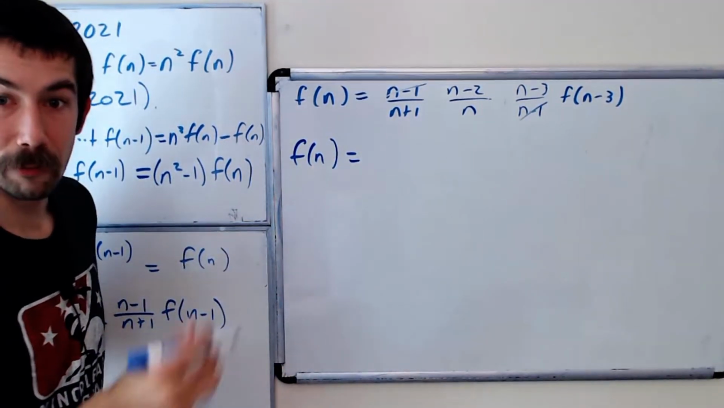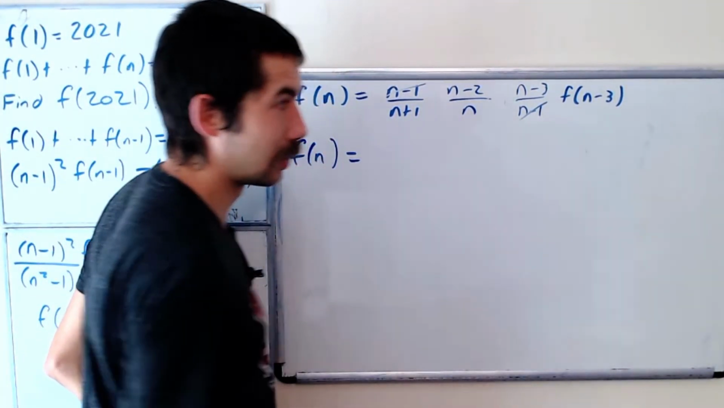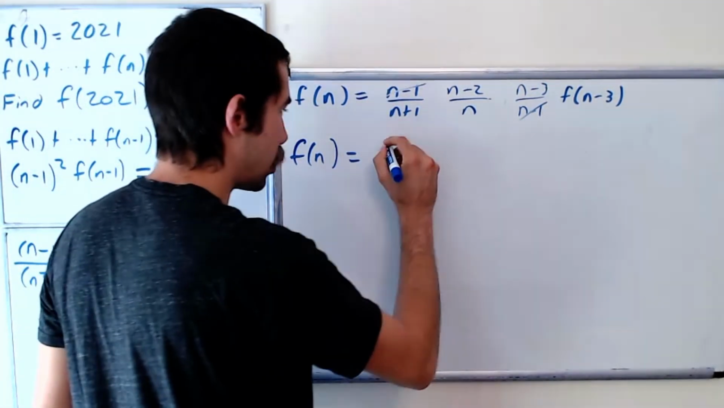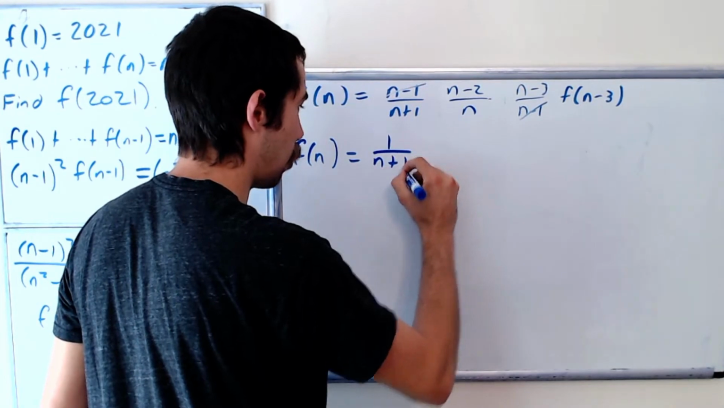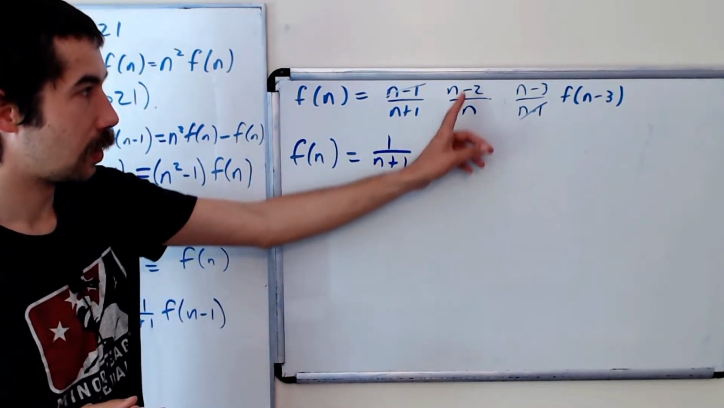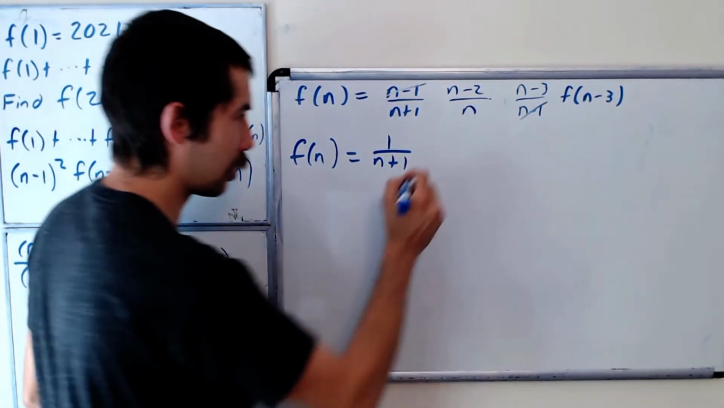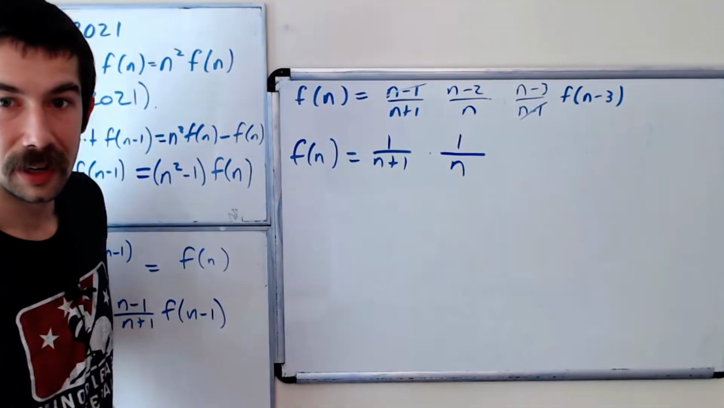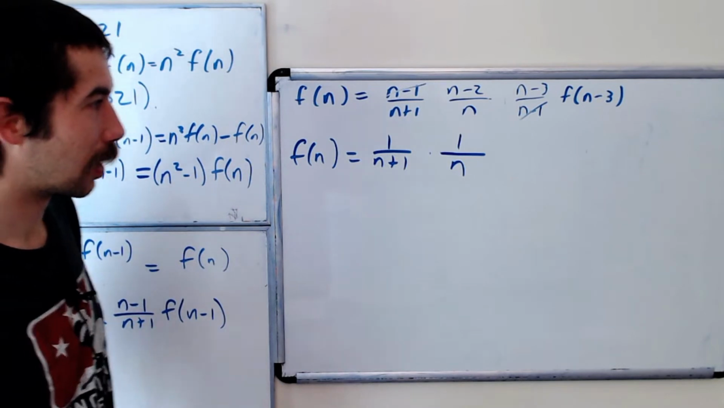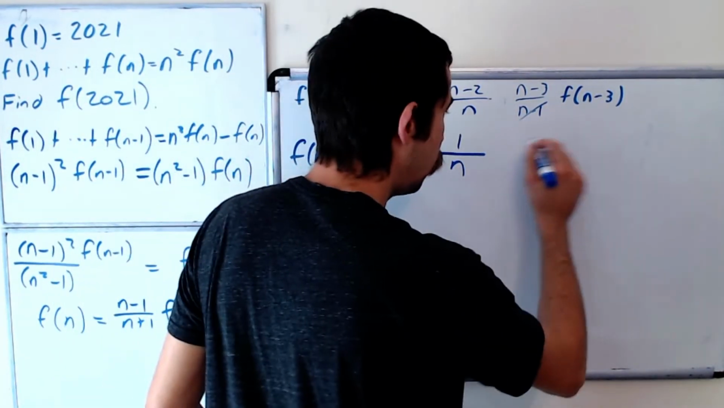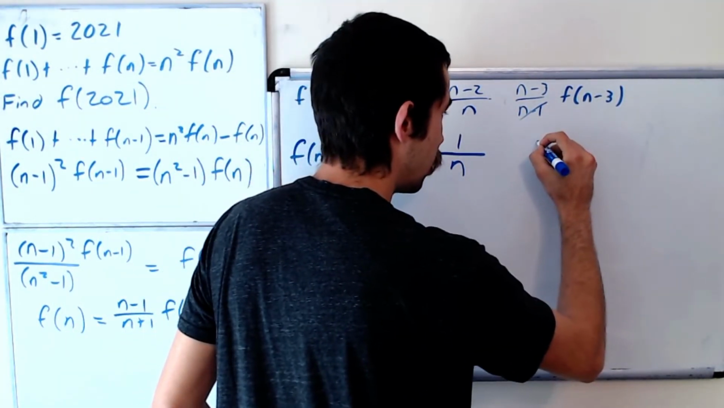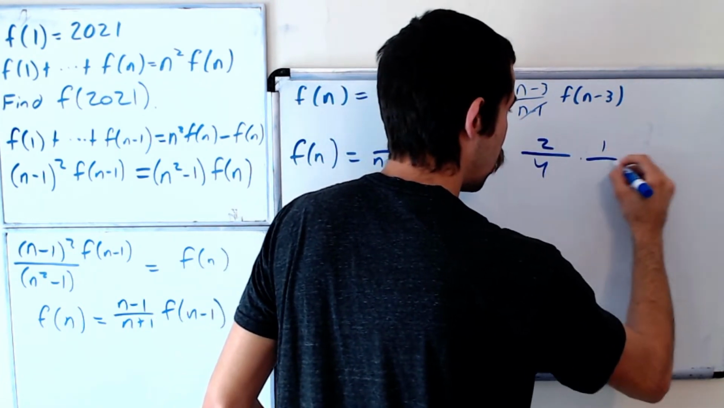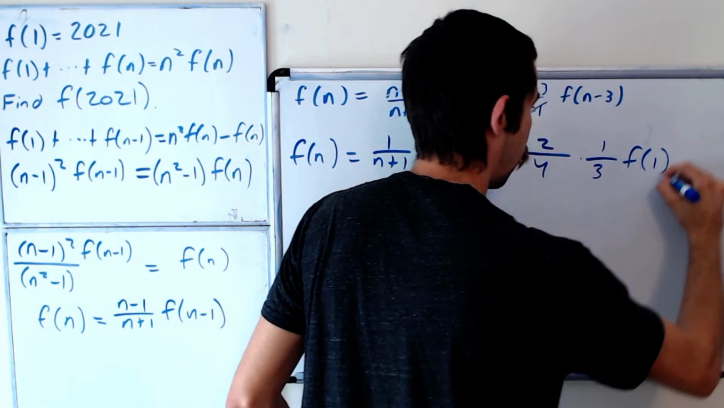So f of n is equal to, if we do this all the way down to n equals 1, well, this term is just going to be 1 over n plus 1. This n minus 2 will cancel out, so we'll have a 1 over n. And then what's remaining, we're going to have two terms that don't get canceled out: 2 over 4 and 1 over 3, f of 1.